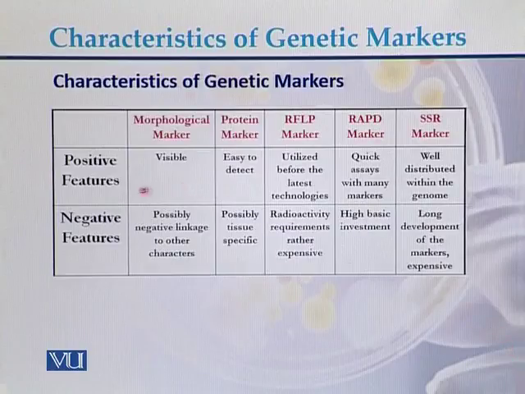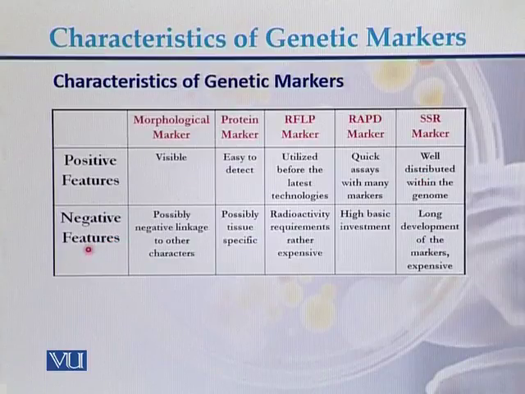Other characteristics of the genetic markers can be described as positive features and negative features, in the case of morphological markers, protein marker, RFLP, RAPD, and SSR. The positive features: morphological markers are visible, protein markers are easy to detect, RFLP was utilized before the latest technologies, and in most cases now it is not used. RAPD is a quick assay with many markers, well distributed within the genome. SSR markers are also well distributed within the entire genome.